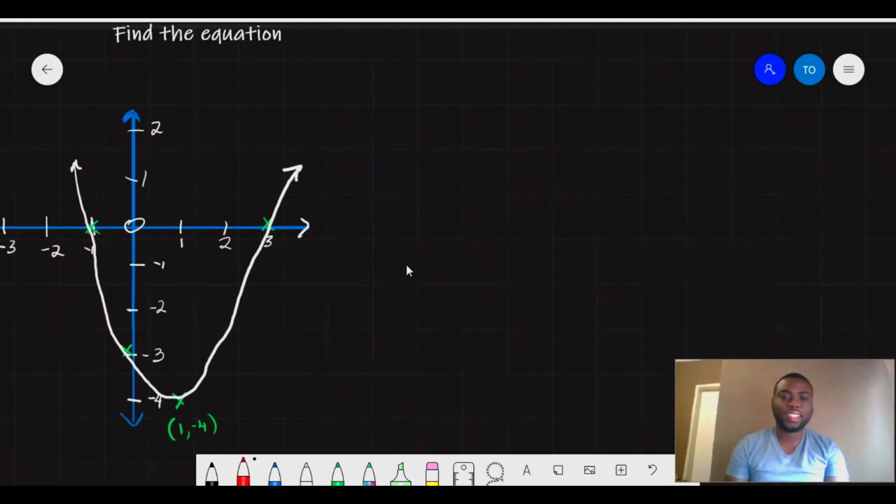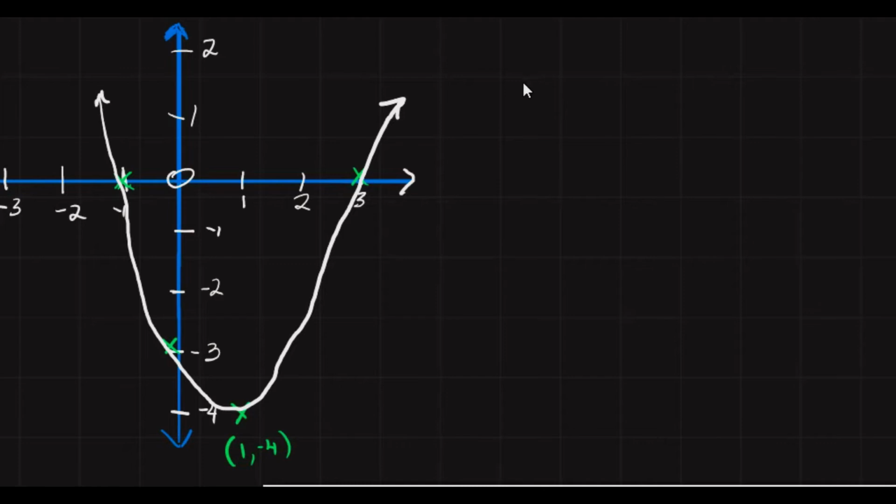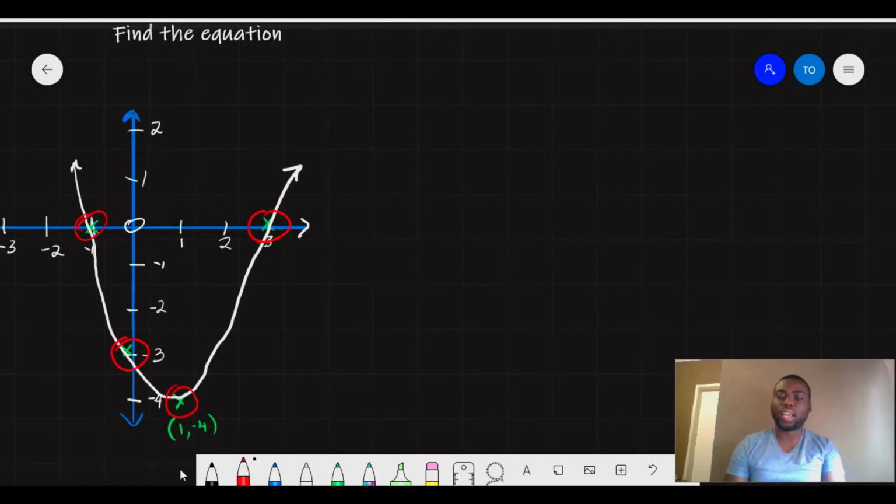So, this graph here says we should find the equation. So we're given a couple of points. We see our x-intercepts being -1 and 3. We see our y-intercept here being -3. And we also see our turning point over here is (1, -4). Now those are the points we're given. To find the equation, we can calculate it in two different ways, and I'm going to talk about both ways.